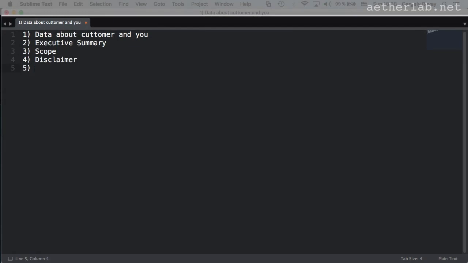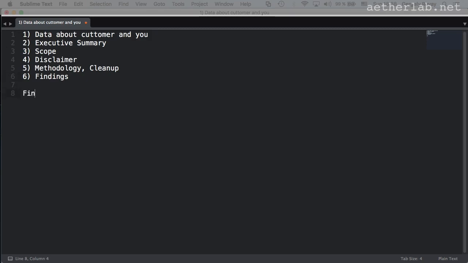Then there could be various other chapters like methodology, meaning how you were going to do the test or what your testing process is, etc. About cleanup, etc. And the sixth is the most important, the findings. So in this chapter, you describe all the findings which you found during your assessment.